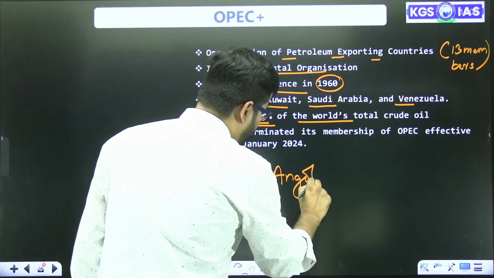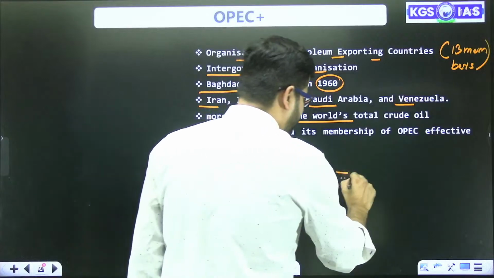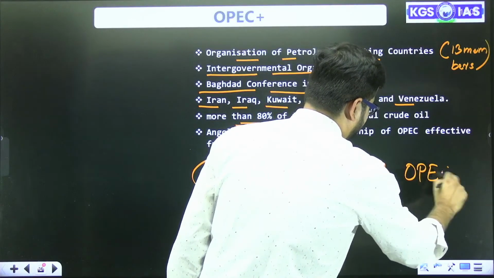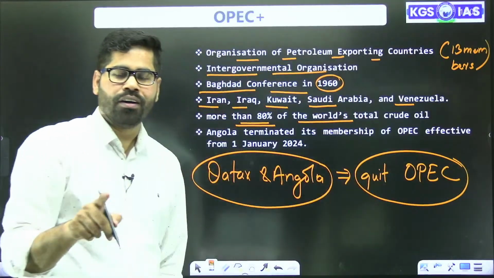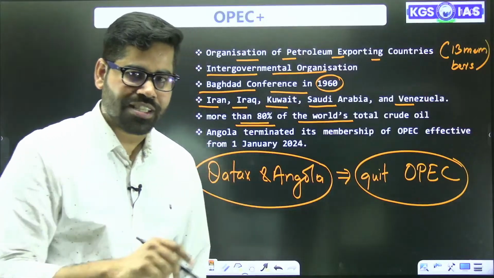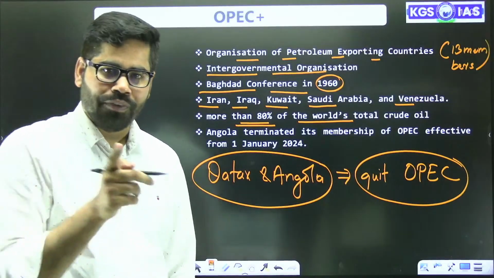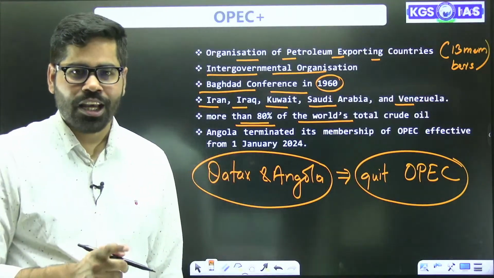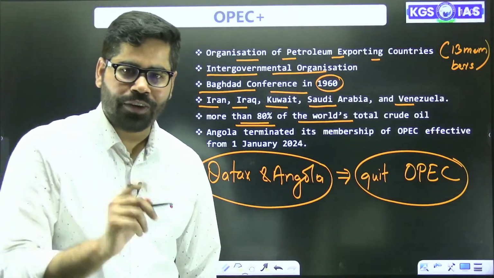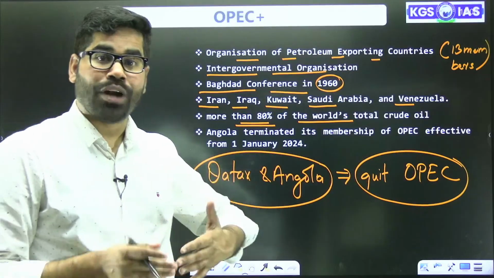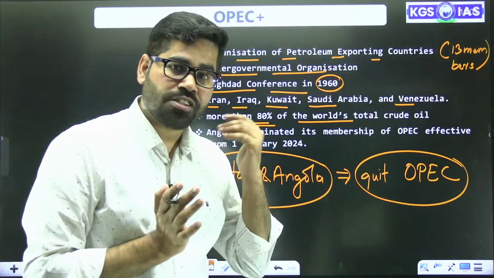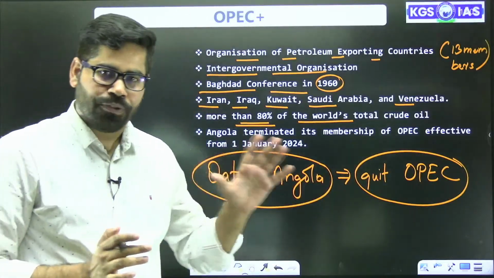Qatar and Angola have quit OPEC. Last day, if you remember, in our session on the 20th, we were discussing oil prices. We have seen that oil prices are going down. What we see is that OPEC is trying to control the prices, but it has failed to do so.